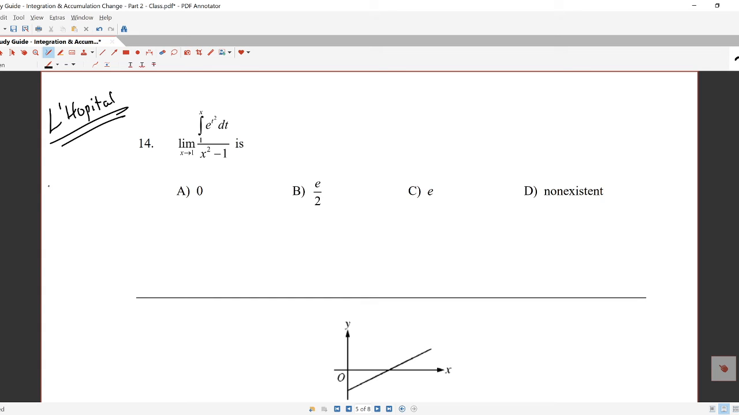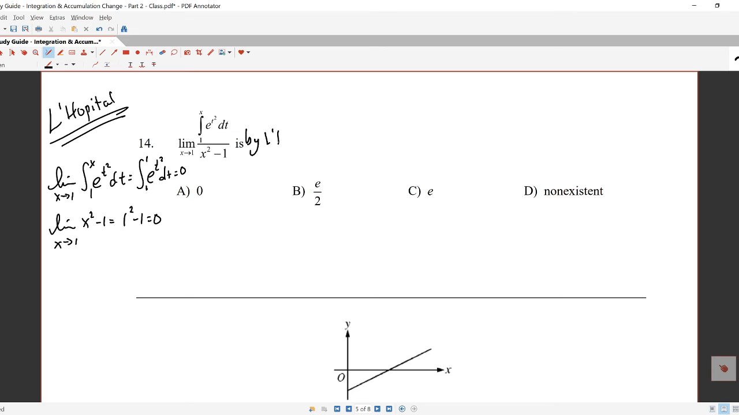So somewhere, limit as x approaches 1 of the integral of 1 to x of e to the t squared dt is the limit from 1 to 1 of e to the t squared dt. And that's 0, right? The integral from anything to itself is going to be 0. Limit as x goes to 1 of x squared minus 1. We get 0.